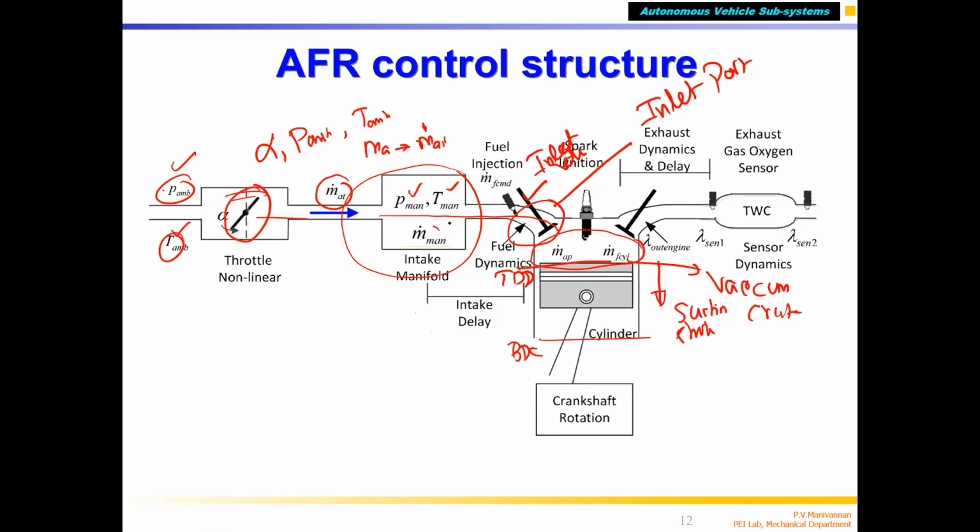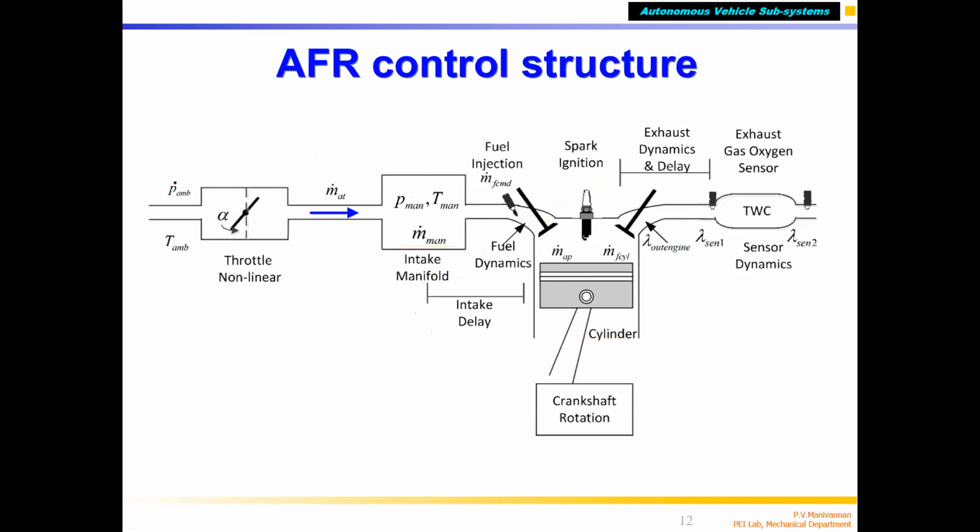So this is the mass of the air entering, the mass of the air rate at the manifold. That also varies. So then finally the air enters the combustion chamber. So you can see that at every stage the pressure, temperature, and mass are varying.